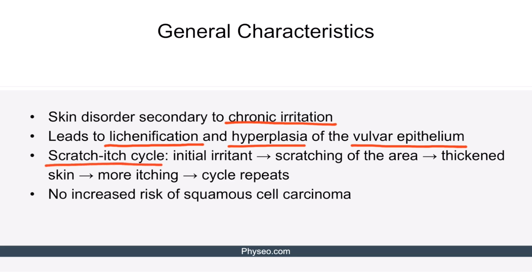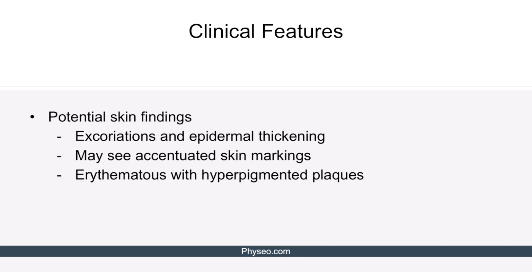The patient has some initial irritant, which leads to scratching of the area. The scratching leads to irritation and thickening of the skin, which then leads to more itching. This cycle then repeats itself, and the skin becomes more and more hypertrophied. Even though there is hypertrophy and hyperplasia of the skin in lichen simplex chronicus, there is no increased risk of squamous cell carcinoma. On physical exam, you may see excoriations and epidermal thickening.